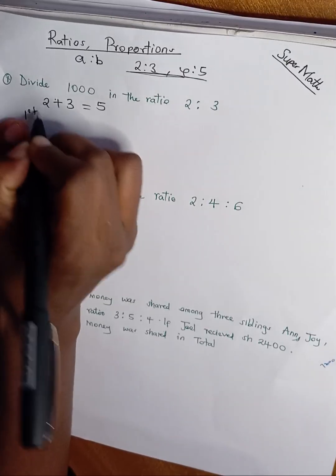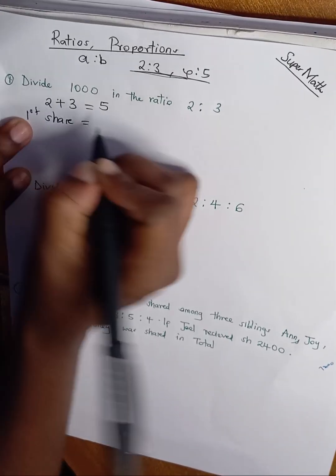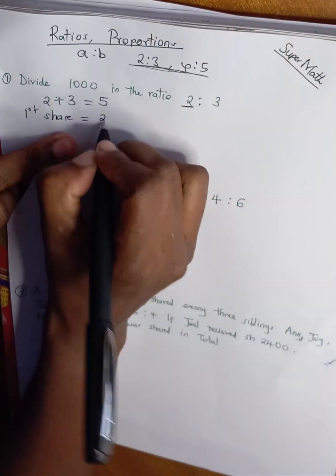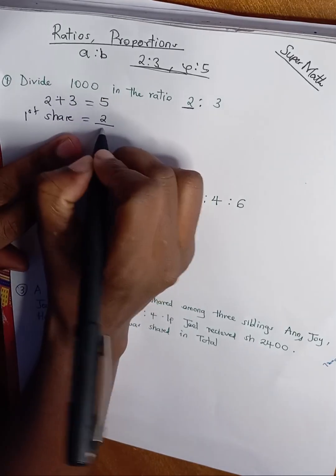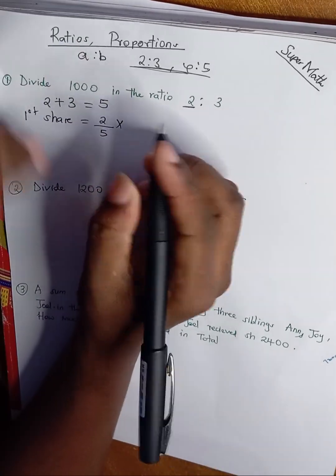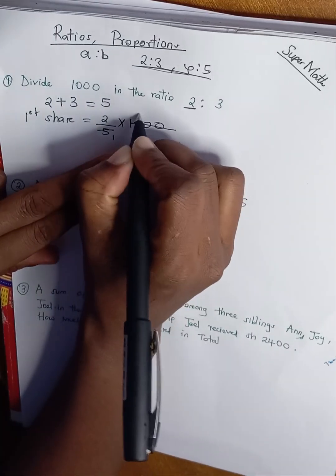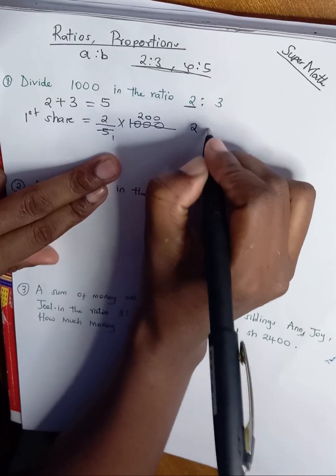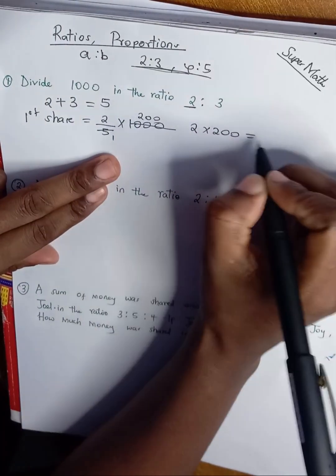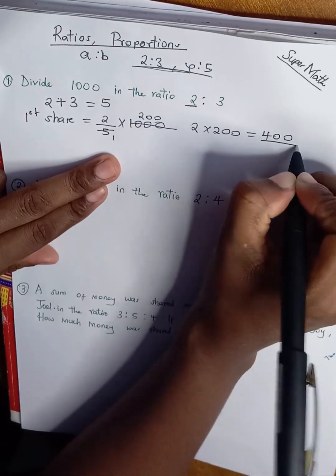Now, for the first share, we use the first ratio, which is 2 over the total ratio, which is 5, times the amount given, which is 1000. 1000 divided by 5 is 200. Now, 2 times 200 is equal to 400. That is the first share.